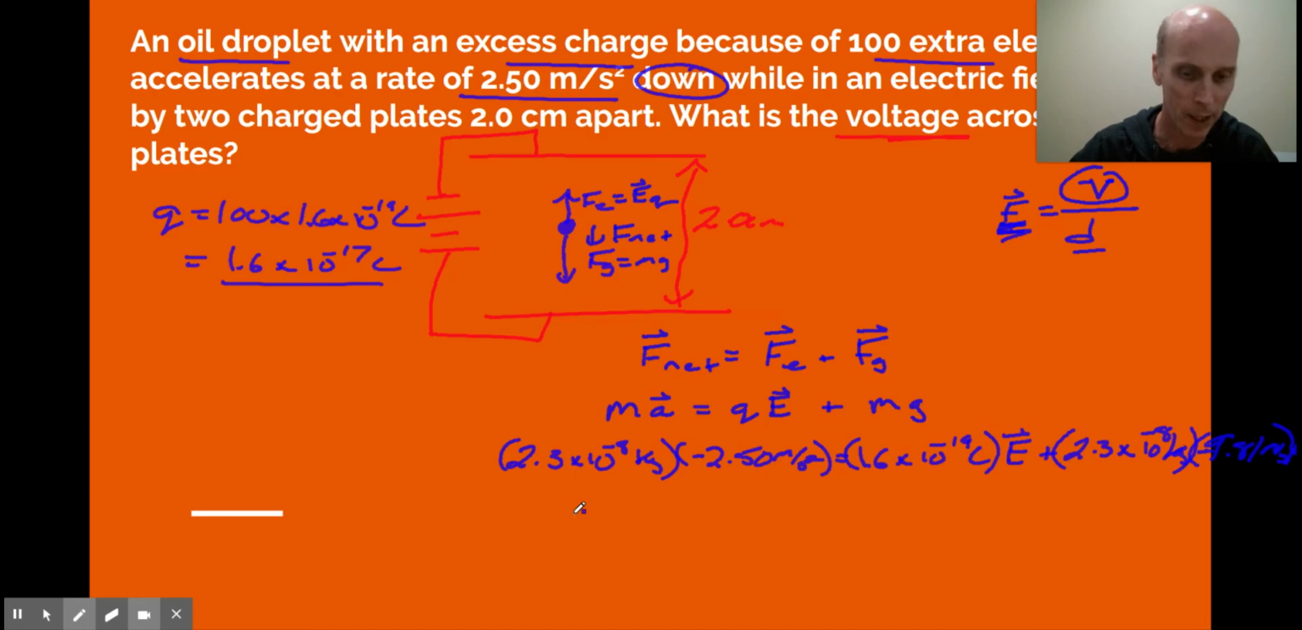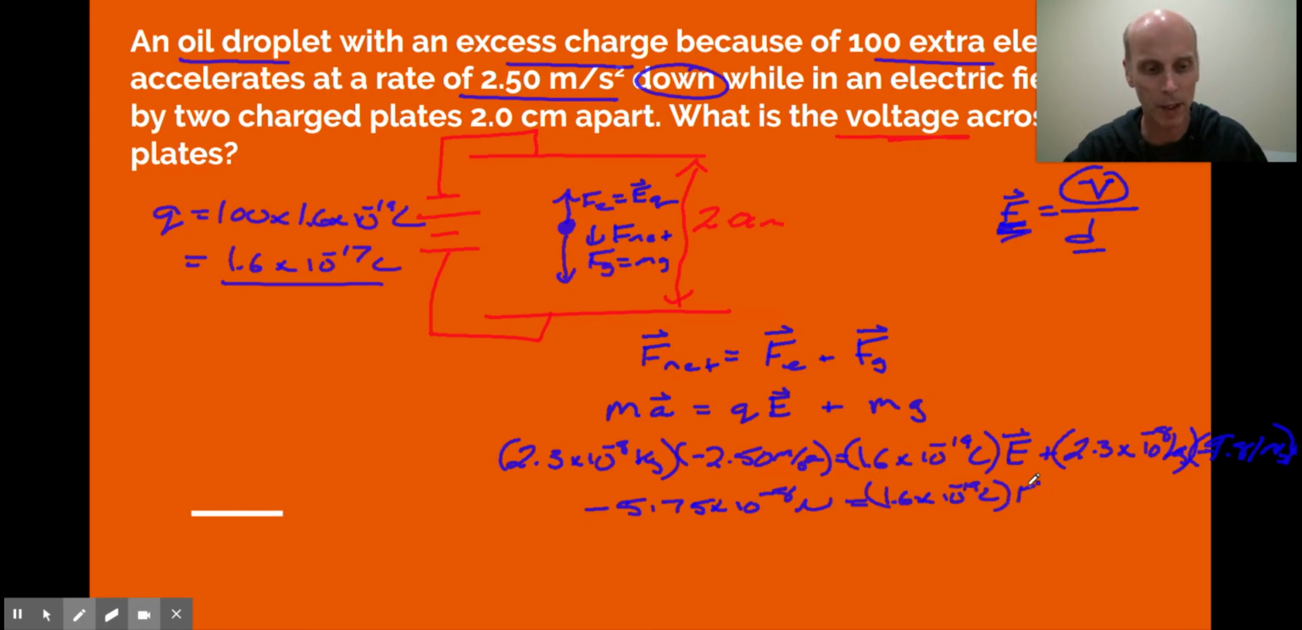So my net force is 5.75 times 10 to the power of negative 8 newtons. Still don't know my electric force, so I'll just put 1.6 times 10 to the minus 19 coulombs times the electric field, plus 2.26 times 10 to the minus 7 or so newtons. That's a negative value as well, so let's not lose track of that. So I think we have all the numbers we need here.